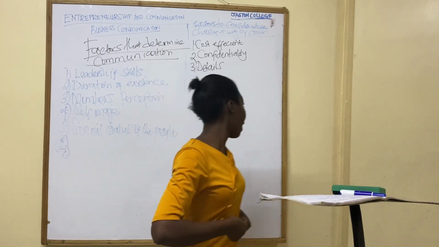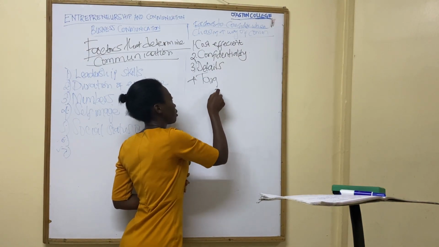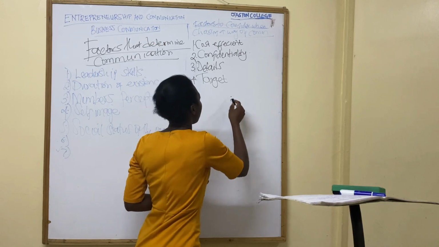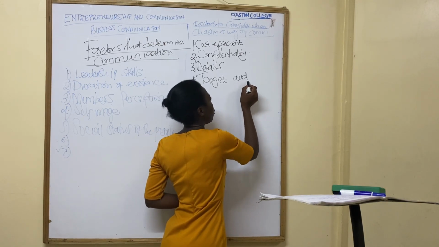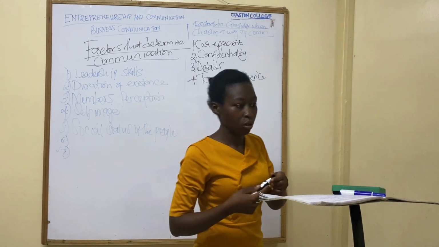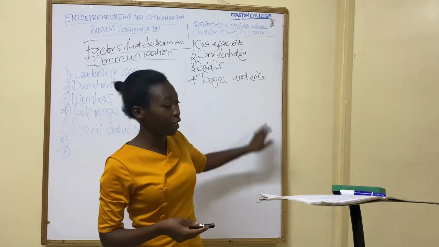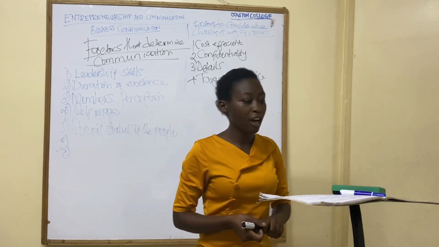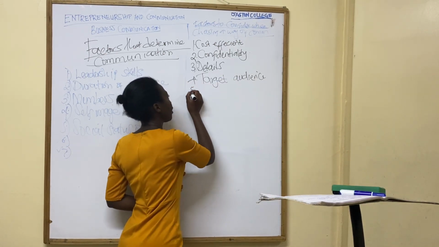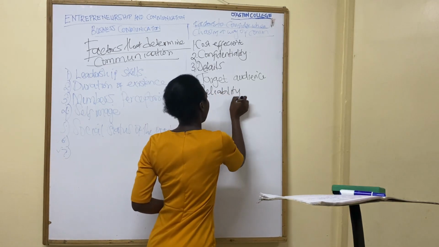So we also have number four, the target audience. Whom are you talking to? Whom should you address with your information or with your message? So the target audience. We also have reliability.